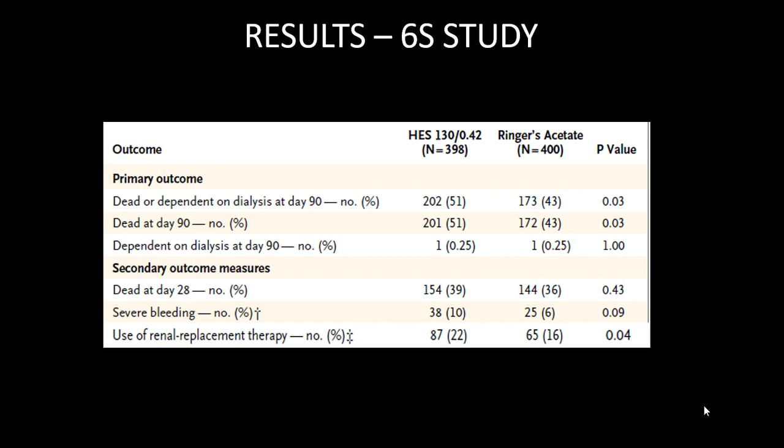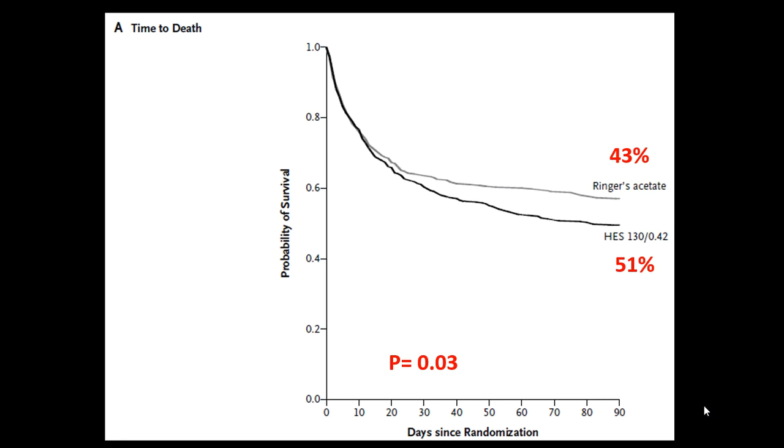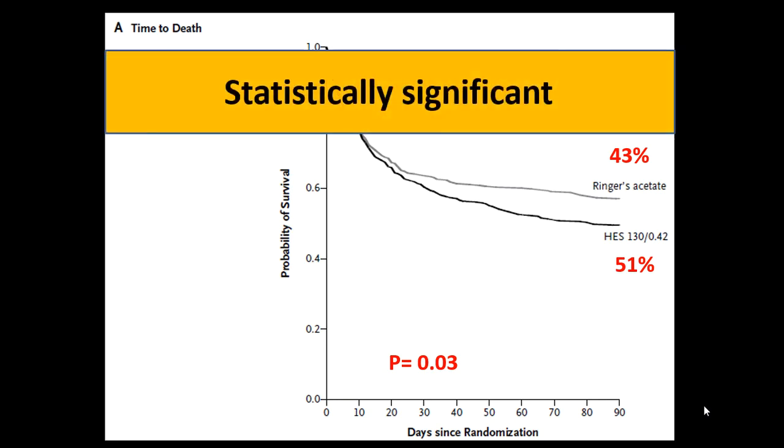The 6S trial. Here they looked at death, and what they found was that the hetastarch group had a higher death rate as compared to the Ringer's acetate group. Only in this study they found that the mortality was a little higher in the colloid group as compared to the crystalloid group, and this was 0.03, a statistically significant number. Again, it goes against the colloid group per se.